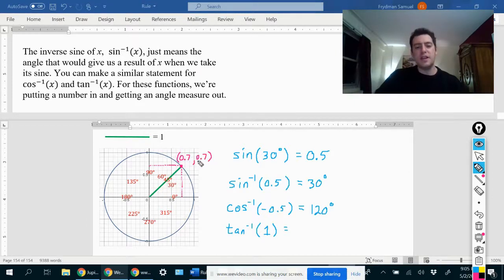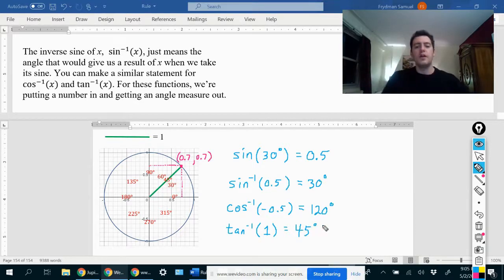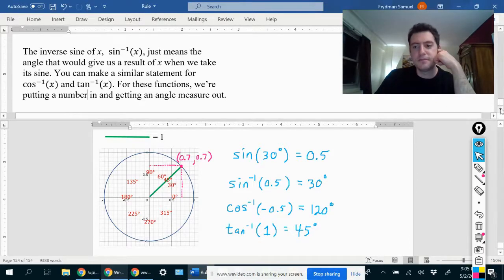So they're both the same there, and therefore when we divide the y-coordinate by the x-coordinate, we would get 1. All right, so the inverse tangent of 1 is 45 degrees. Don't forget that the answer for these inverse functions should be an angle measure. Okay, what's the next thing that we're going to talk about?